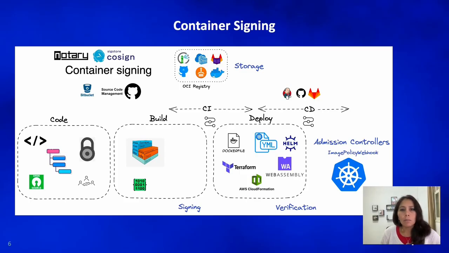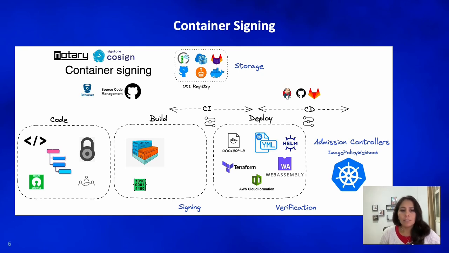Container signing is an important part of supply chains. You can use a tool like cosign or Notary to sign the artifacts. In the case of an image, you sign your artifact, which is the image. And when you deploy to Kubernetes, for example, you verify that the source you are pulling this image from is a trusted source. Also, using an admission controller, you can automate these steps inside of Kubernetes.